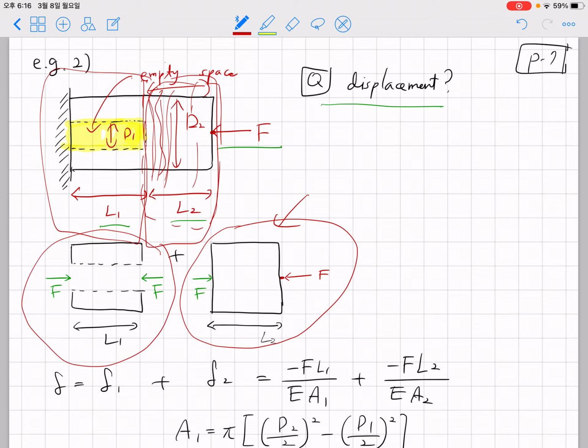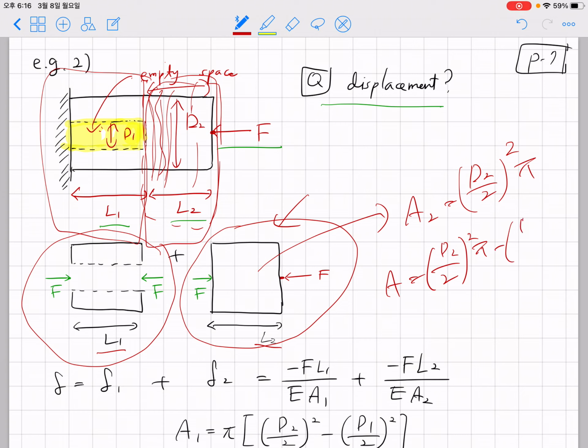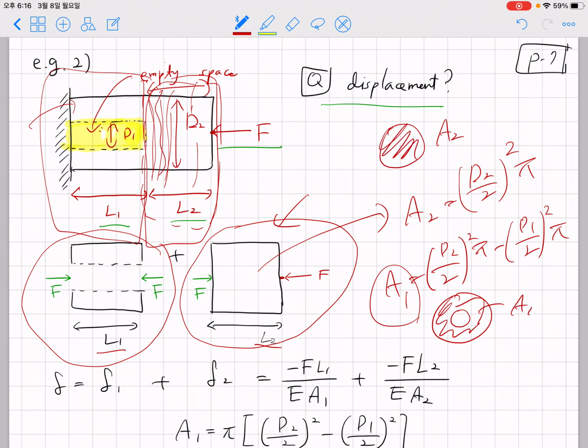And for each body, you have length L1, length L2, and cross-sectional area. For this one, the area will be pi times (D2 over 2) squared, pi r squared. For here, the area will be pi times (D2 over 2) squared minus pi times (D1 over 2) squared. So this is your area 1, and this is your area 2. The outer diameter is D2, and inside is D1.